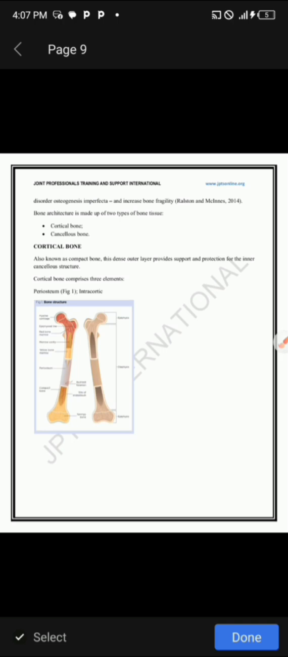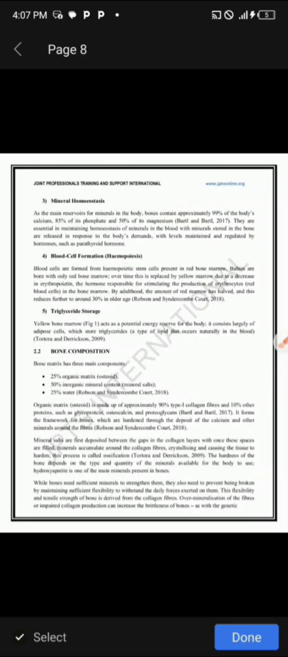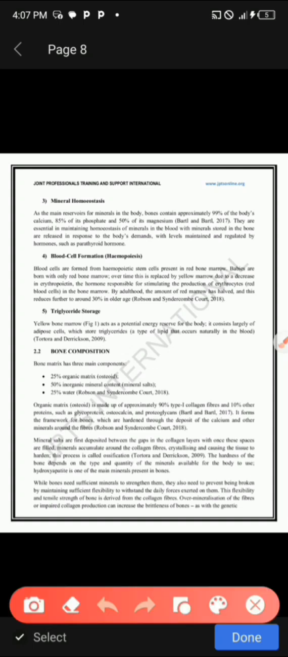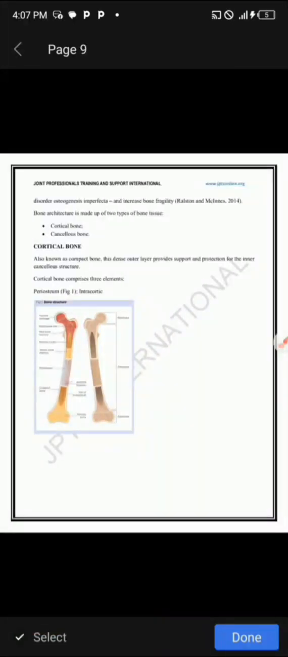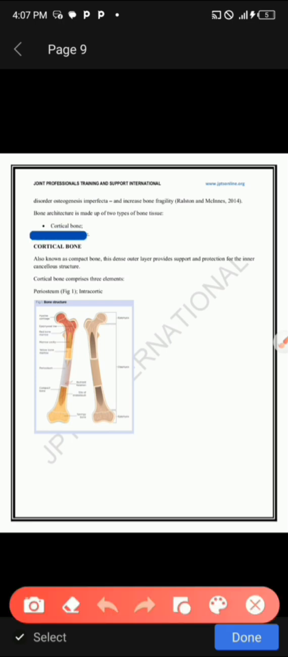Last week we stopped at bone components. Today we are going to study cortical bone, also known as compact bone. This dense outer layer provides support and protection for the inner cellular structure.